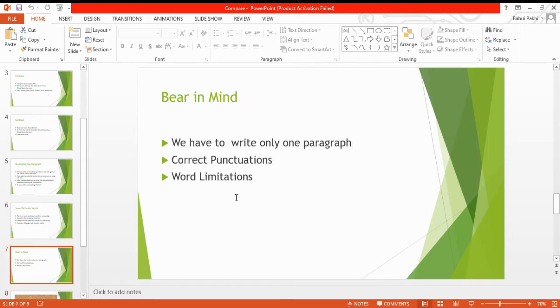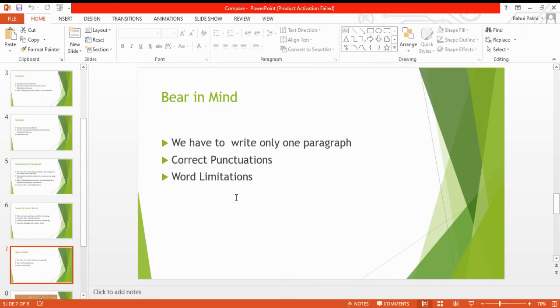Then come to the next point, bear in mind. What should we bear in mind while writing a compare and contrast paragraph? First of all, we have to write only one paragraph. Paragraph means one para. Please notice, don't make two paras. For example, we all make this mistake: one para for similarities, that means comparison, and another paragraph for dissimilarities, for contrast. But don't make this mistake. Use only one paragraph for similarities and dissimilarities, that means for comparison and for contrast.